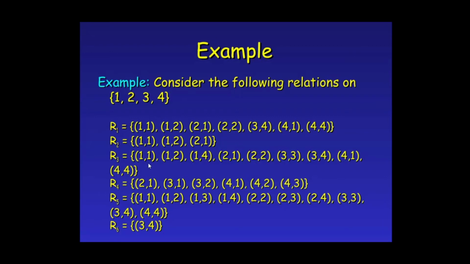Check R3. (1, 1) is there, (2, 2) is there, (3, 3) is there, and (4, 4) is also there. So in R3 you have this (a, a) form in the relation, and R3 will be reflexive. Check the fourth one: no (1, 1), no (2, 2), no (3, 3), and no (4, 4). R5 has (1, 1), (2, 2), (3, 3), and (4, 4), so this will also be reflexive. R6 has only (3, 4), so it is also not reflexive.